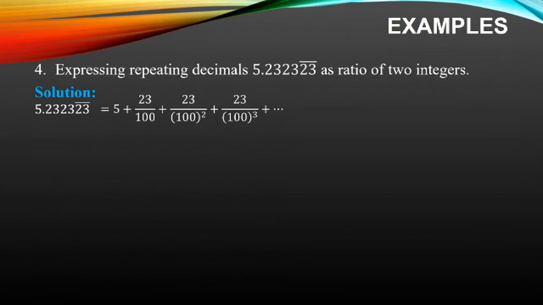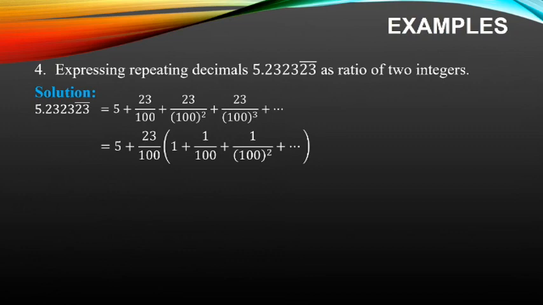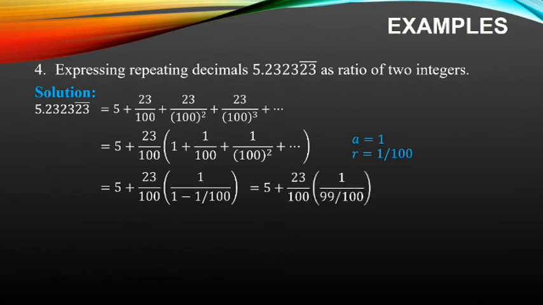So we can see in the patterns on the decimal part, we have a factor of 23 over 100 times a series with 1 plus 1 over 100 plus 1 over 100 squared. It is a geometric series with A equal to 1 and R equal to 1 over 100. So we have 5 plus 23 over 100 times the sum of the geometric series, A equal to 1 over 1 minus R, where R is 1 over 100. Simplifying that, we have 1 over 99 over 100. Then multiplying by 100, we can cancel this out. So we have 23 over 99. It is equal to 495 plus 23 over 99, and in the end it is equal to 518 over 99.